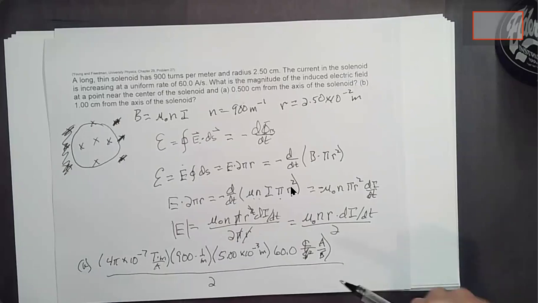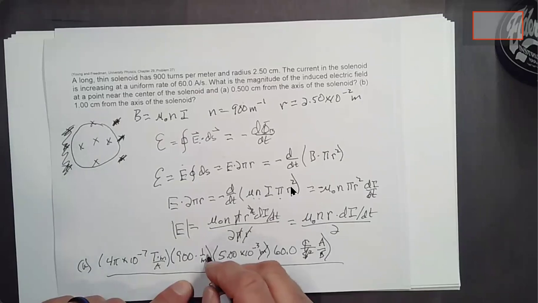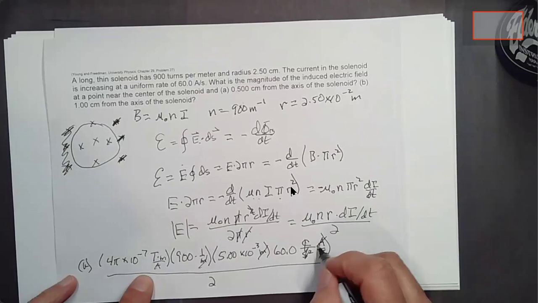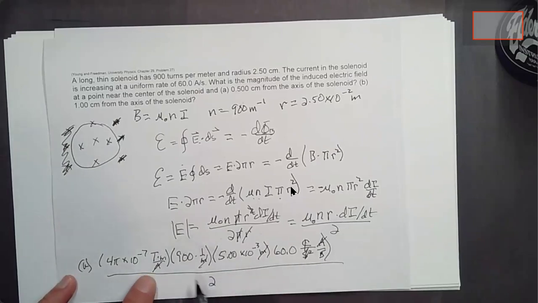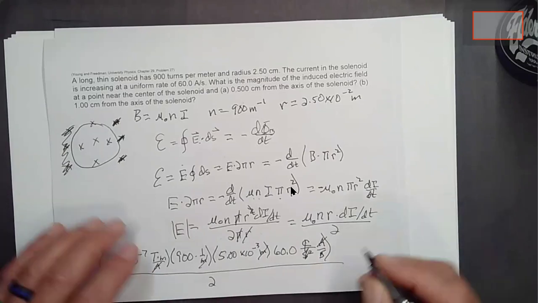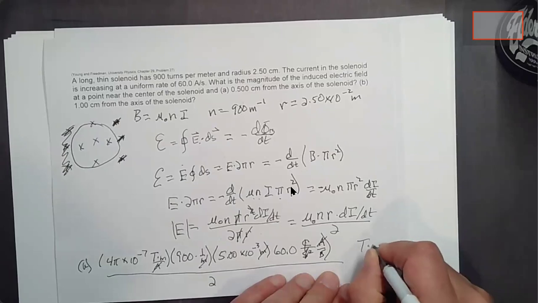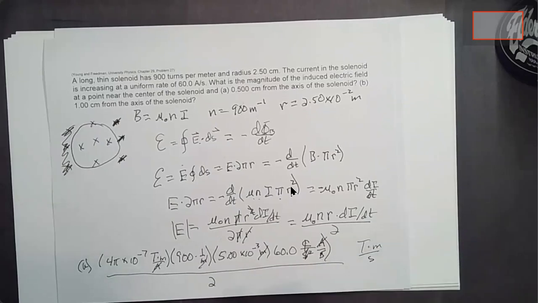So unit-wise, what's going to happen? This meter will divide with this meter. This amp will divide with that amp, and I'll have, let's see, Tesla meters per second when I'm done. And I'll do some work on that, but just keep track of that. Tesla meters per second for the time being. And it probably comes out to a Newton per Coulomb is my guess.